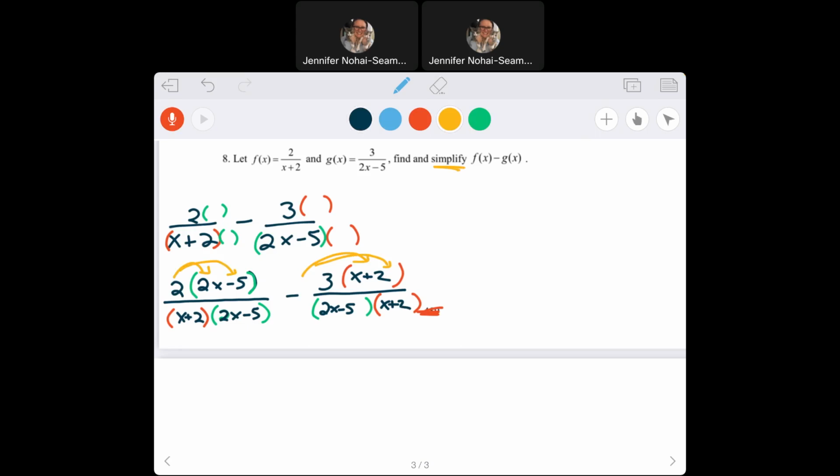Now notice I put that 3 and that negative together. So on that second one, I am going to distribute a minus 3 to those. It'll really help in this problem. So, on the left, 2 times 2x gives me 4x. 2 times a minus 5 gives me a minus 10. So that's my numerator there.